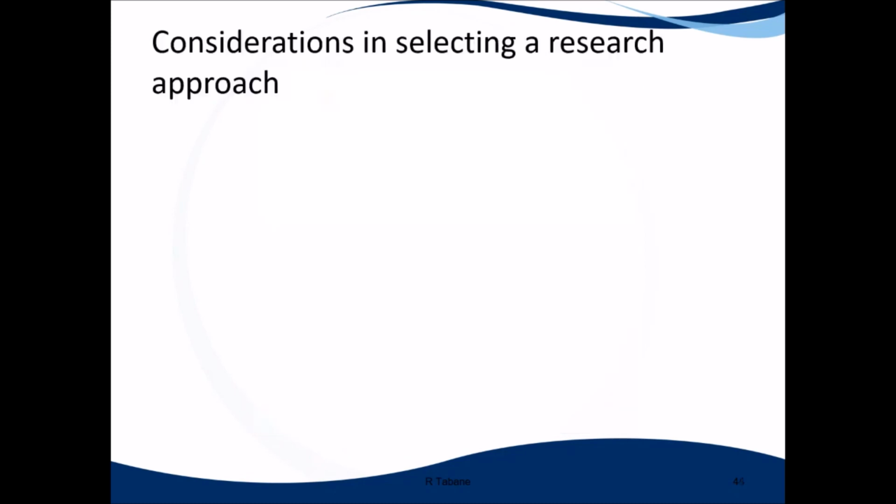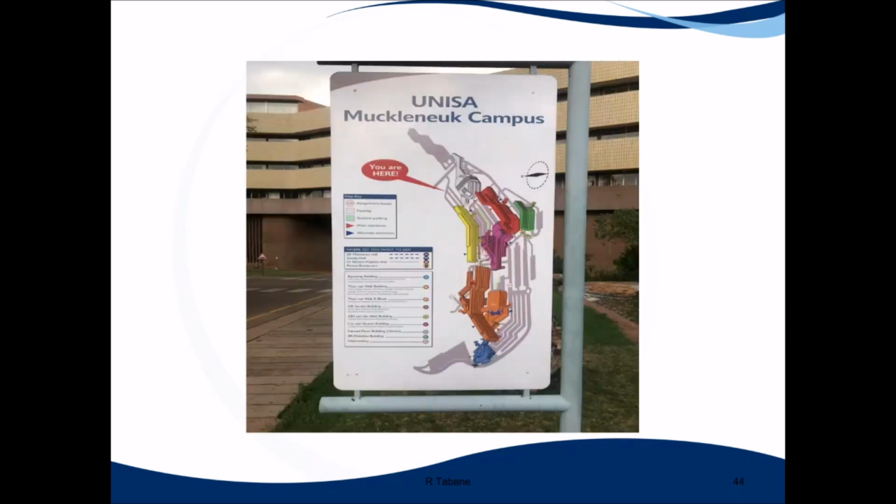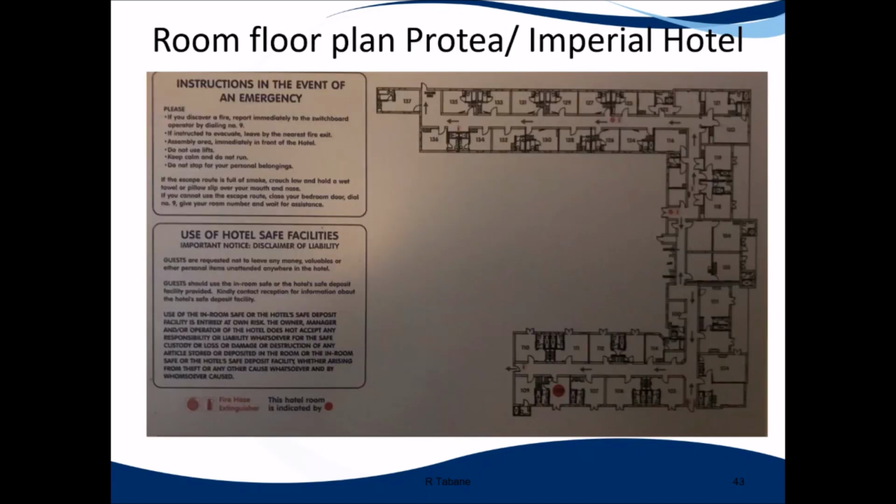So what will happen if you want to come to where I am in the red building and you go to the brown building? You won't find me. What will happen if there's an emergency and you need to exit to the nearest exit and you decide to go in the wrong direction? You will choke. So research is like that.